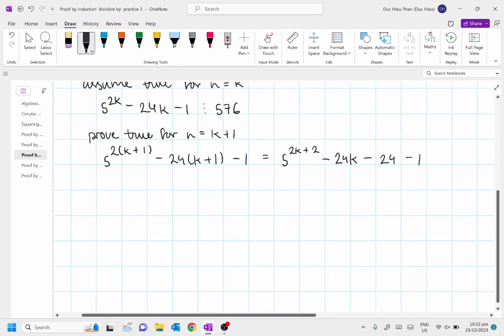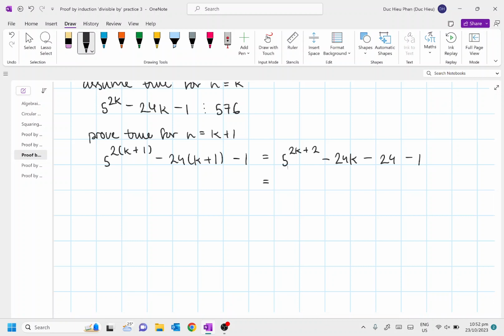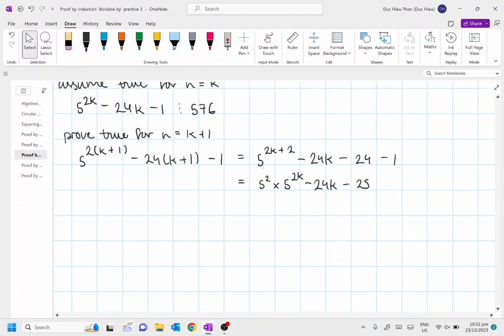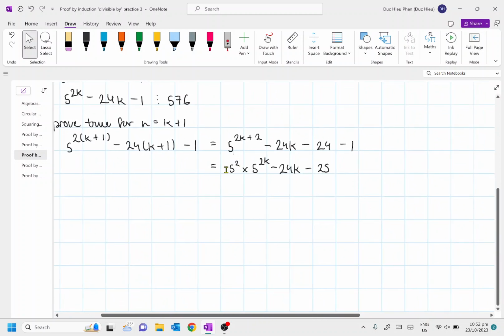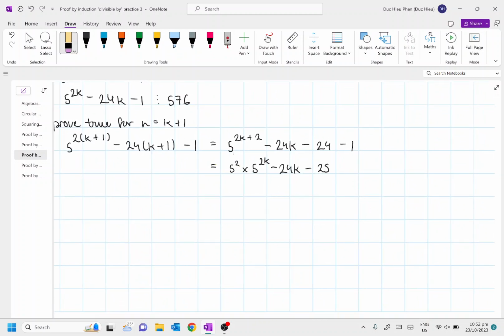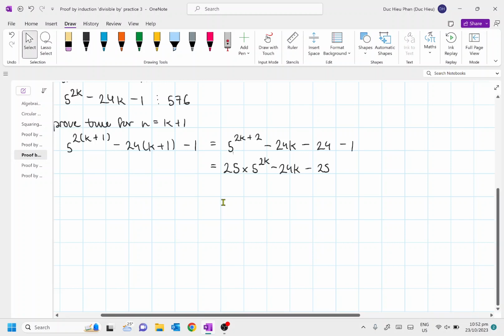So what we can do here is split this into 5 squared times 5 to the power of 2k. Now, we were wondering, how do you get rid of this? Which is actually just 25. Like, you can't divide this out of anything.